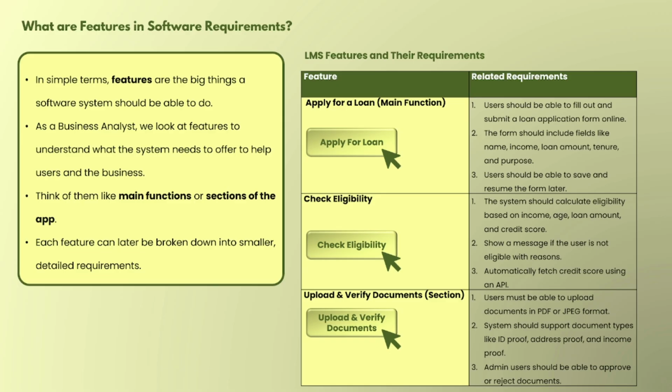So the related requirement which we gather as far as this particular feature, apply for loan, is concerned, is that the user should be able to fill out and submit a loan application form online. The form should include fields like name, income, loan amount, tenure and purpose. Another requirement related to this feature is that the user should be able to save and resume the form later. Using these requirements, developers develop features, and all these features lie under apply for loan.